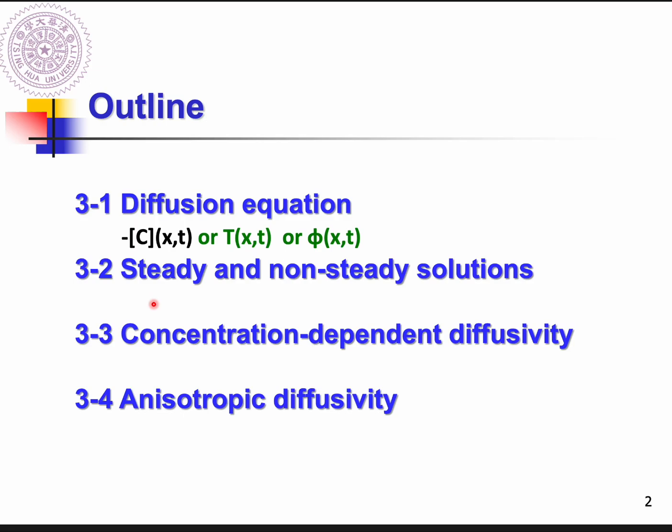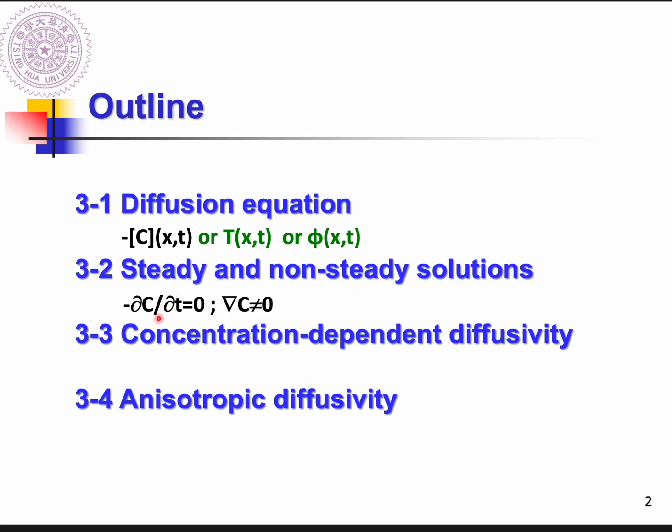And if we move back to the diffusion equation in mass transport, the solutions can simply be divided into two categories. The first one we call steady state.